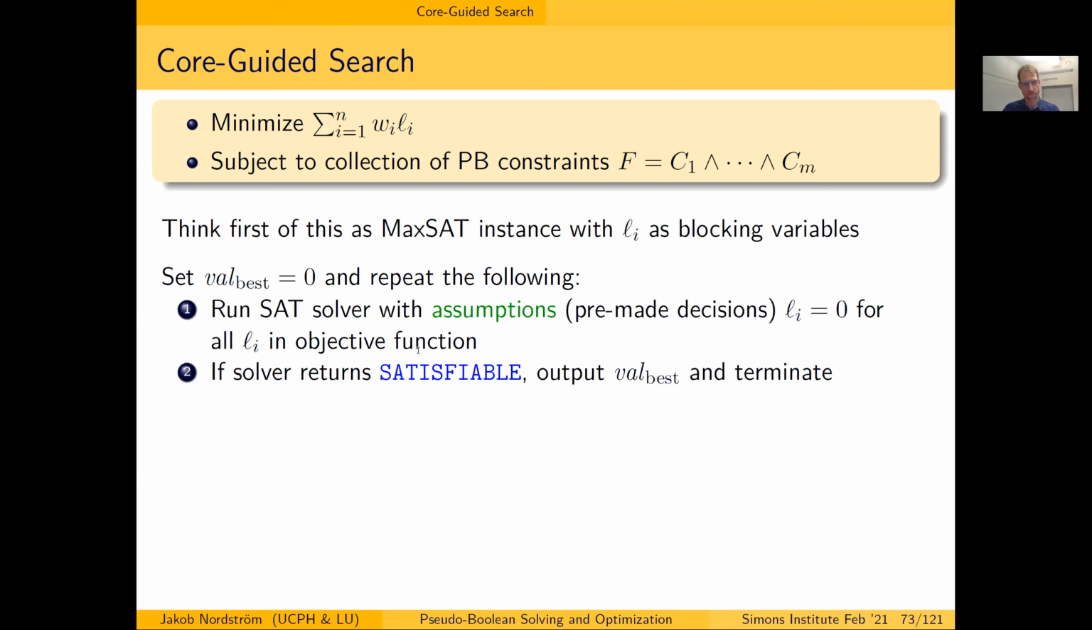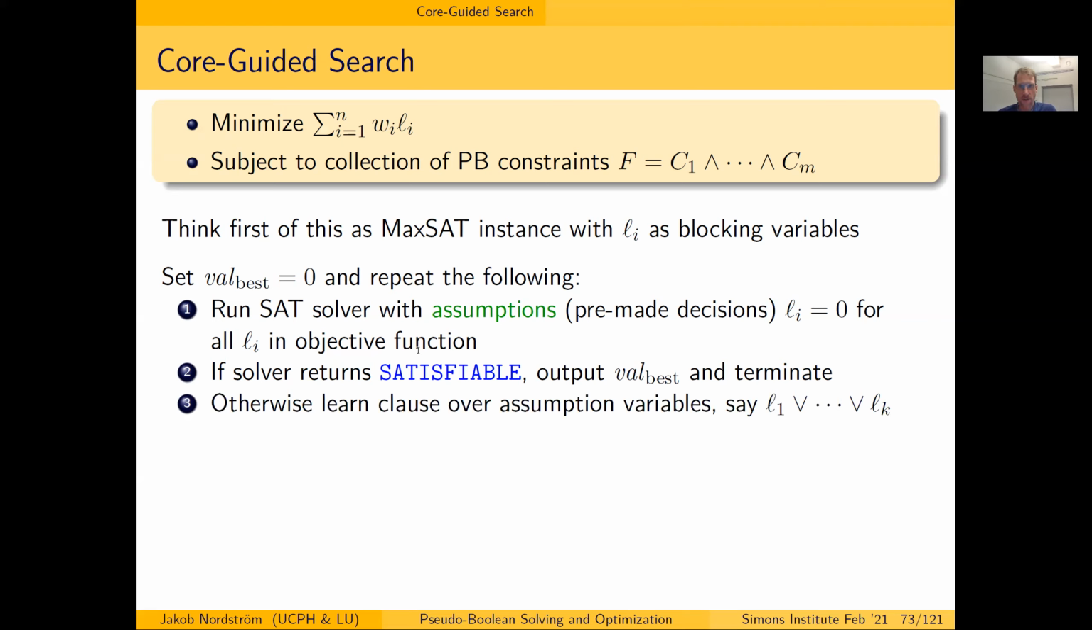So we run the solver, and now it should be clear that if it returns satisfiable, then we have indeed found the optimal solution, because we were wildly optimistic, but this bet paid off. We found a fantastic solution, so we're happy. Clearly, 0 is the best we could hope for, since all the weights wi are non-negative. Otherwise, the solver returns some clause that explains why the assumptions are inconsistent.